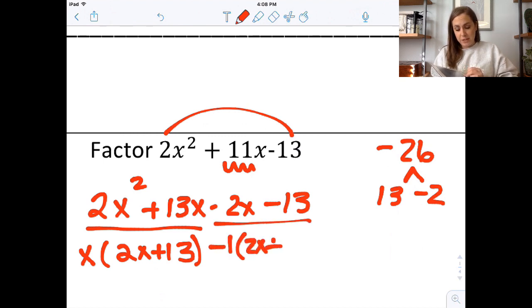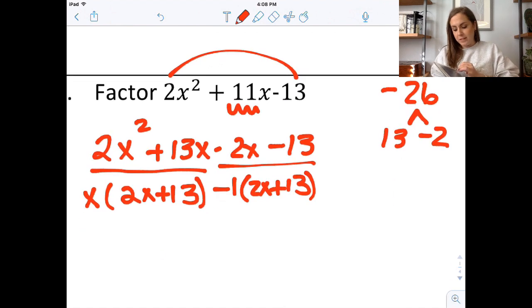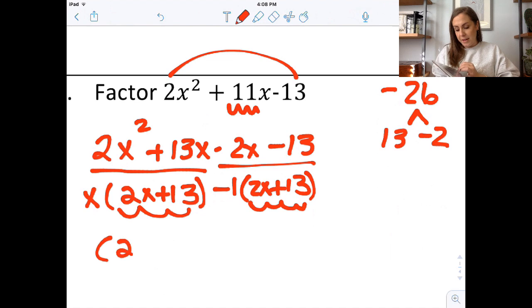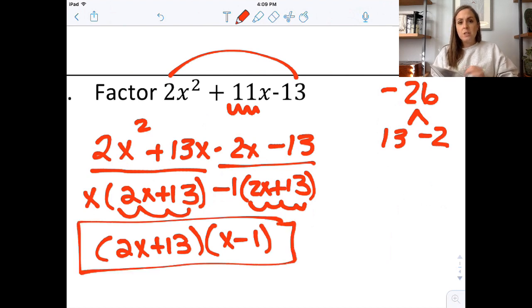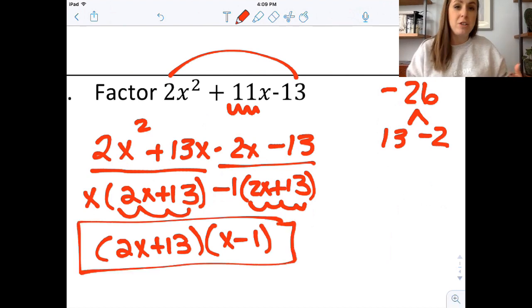I know I've done it right because these two match. And because they match, that means that they're common. So I can take out 2x plus 13, and that leaves me with just x minus 1. So again, that's something you might need to do. You might not just get that problem on its own, but you will need to be able to factor that when the problem gets a little bit more difficult.